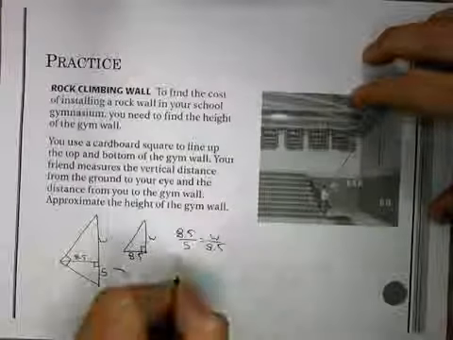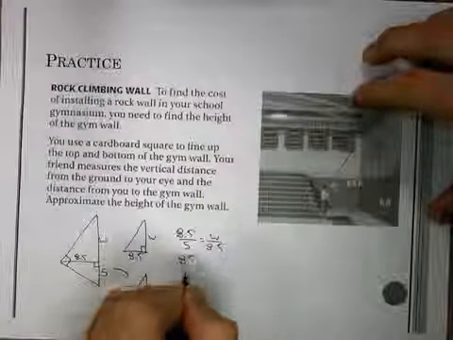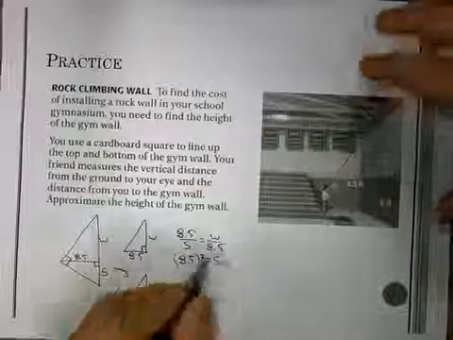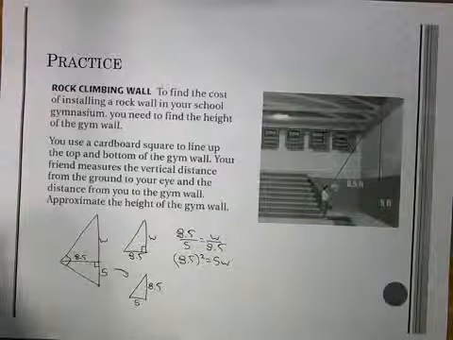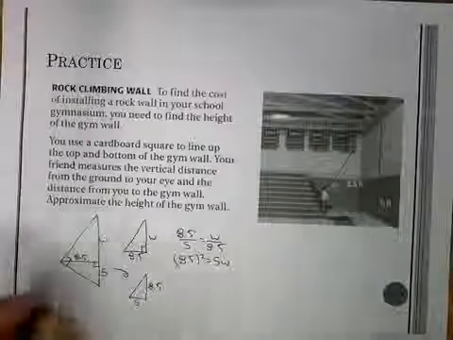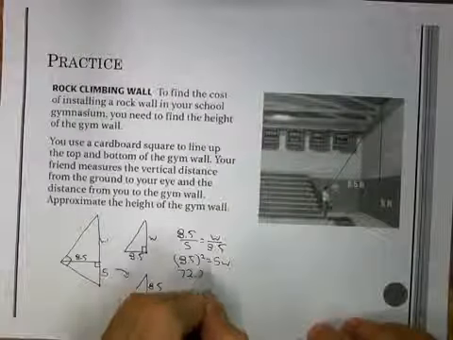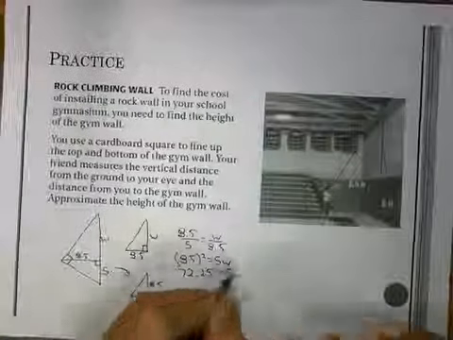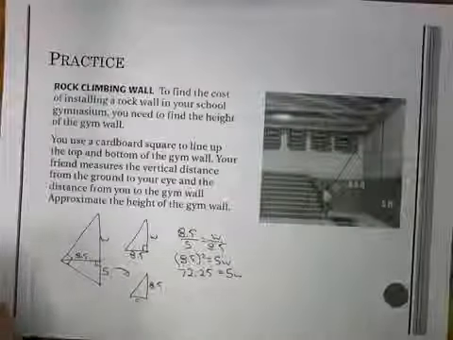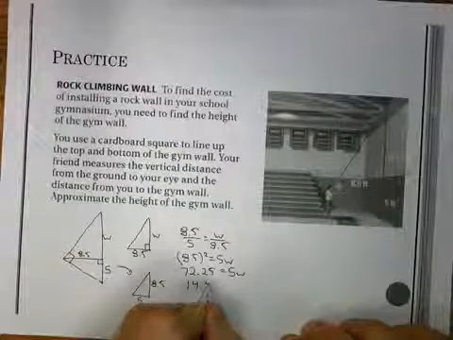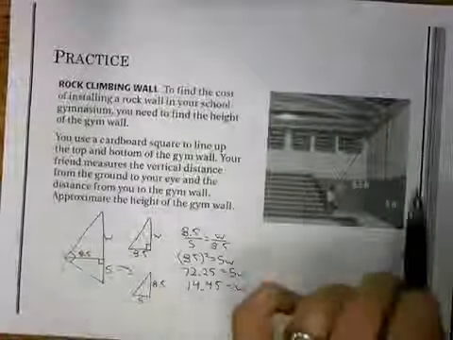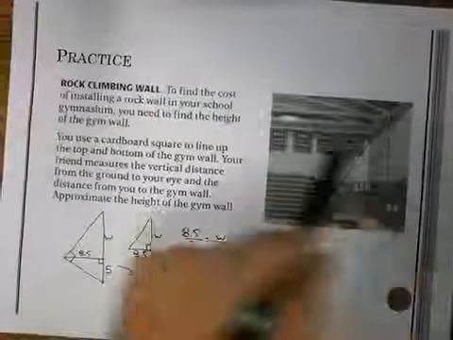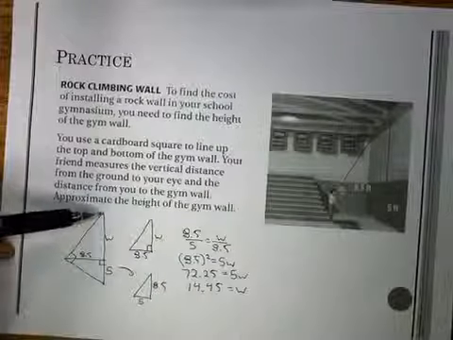Gives us 8.5 squared equals 5W. 8.5 squared is 72.25 equals 5W. Divide that by 5. We get 14.45 equals W. So that means the height from this point to the top is 14.45 feet.